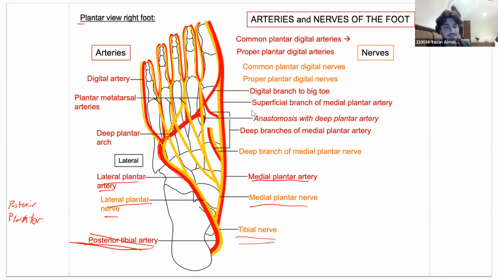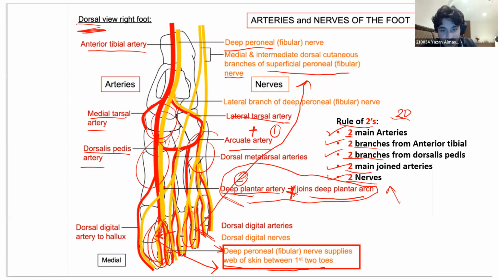I hope someone remembers, please. Deep plantar arch is going to join with what? Deep plantar artery. Perfect. Yes, deep plantar artery. Okay. Since most of you hesitated, I'm going to go back to the other slide. Here it is. Okay. Deep plantar artery will join with the deep plantar arch.